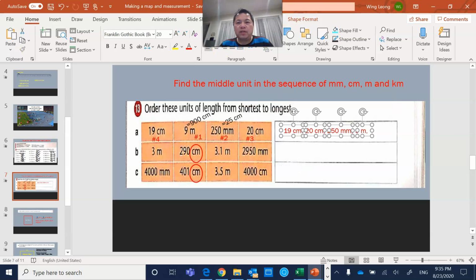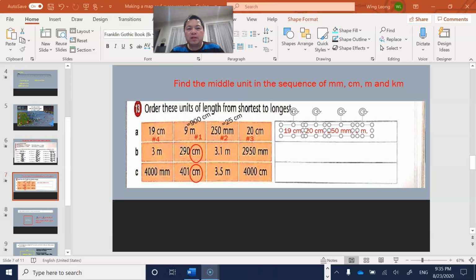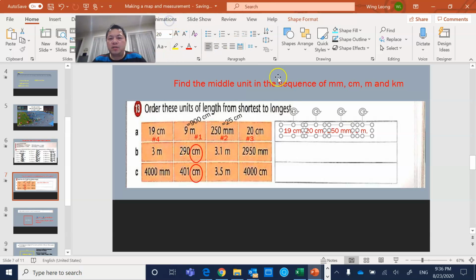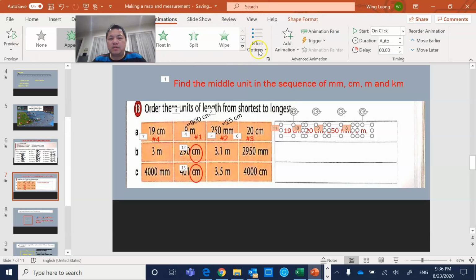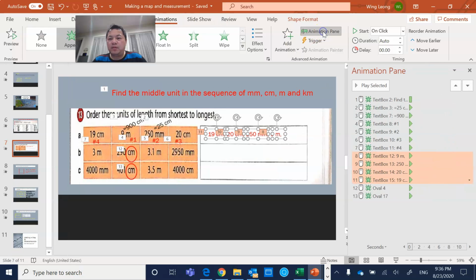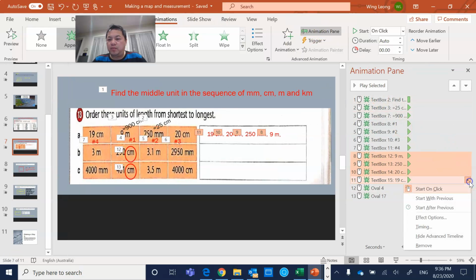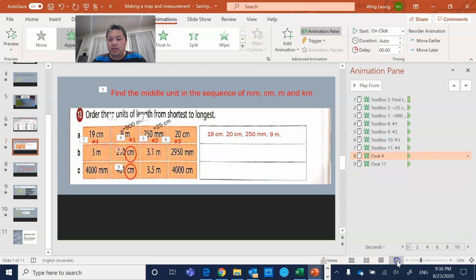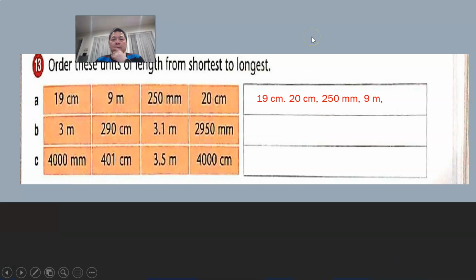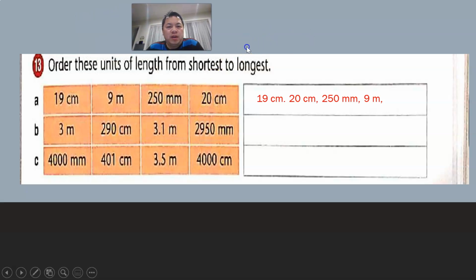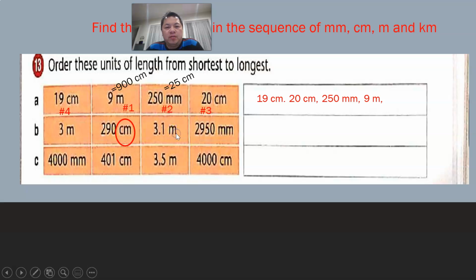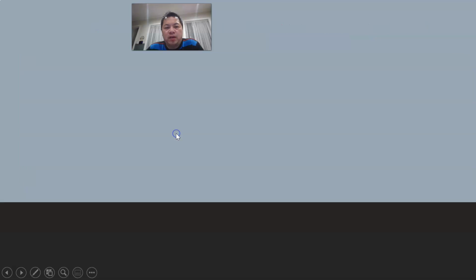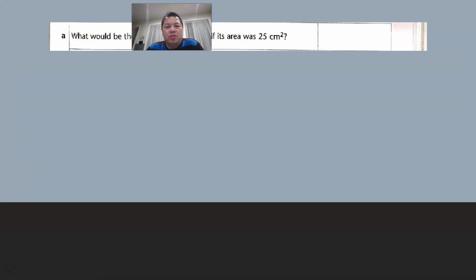Let me get rid of the animation for this. Okay, let me remove the animation. Let me come back to this. So this is the answer. Again, next one, coming back to here, you have to again rank them in order. Same thing.